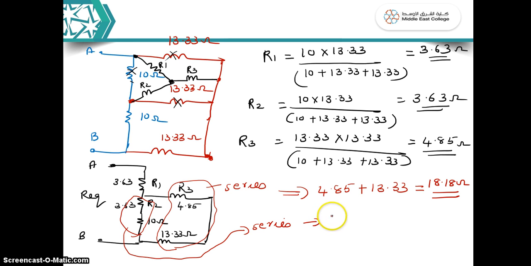So you have 3.63 plus 10. So that means 13.63. But now these two are connected in parallel. 13.63 and 18.18 are connected in parallel, and that will come in series with this. You will get the equivalent resistance. So now your circuit has changed to: you have here your 3.63 ohm.